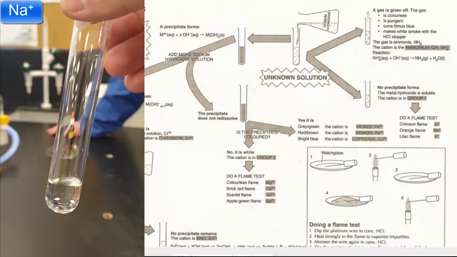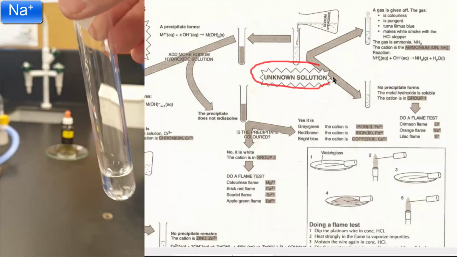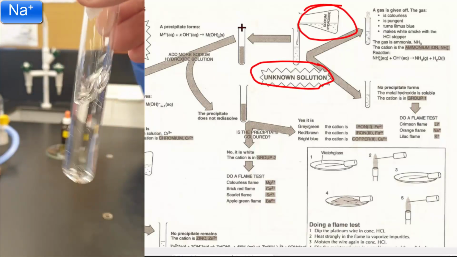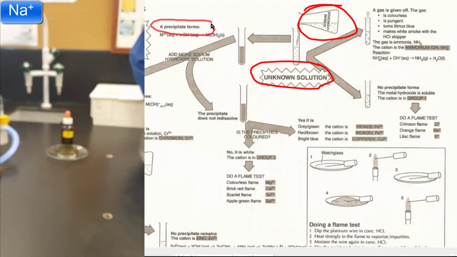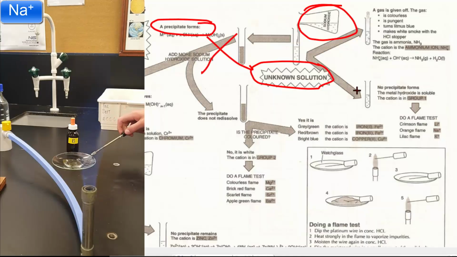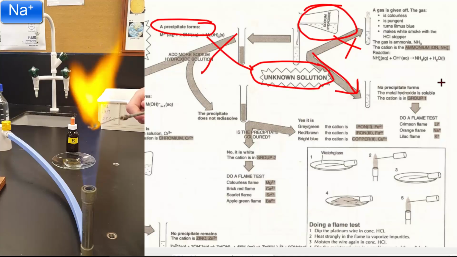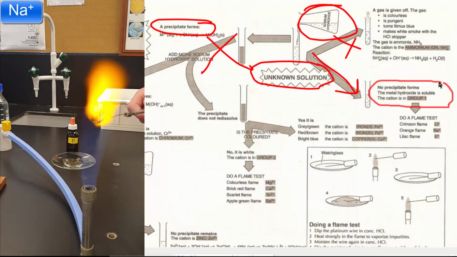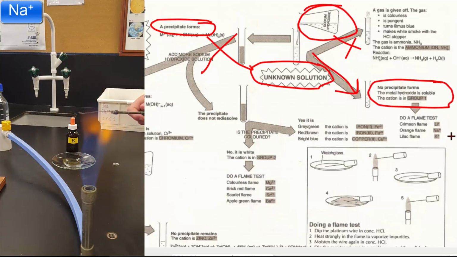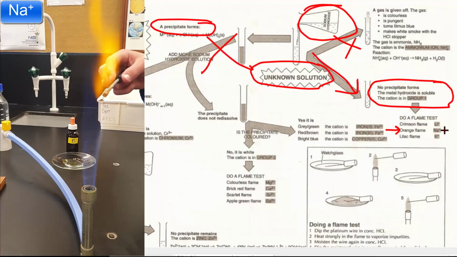And then what we're going to do is we have a little bit of sodium hydroxide. And yet you can see there is no precipitate, so we don't go down that line. There was no gas given off either, so we don't go down that line, so we're going down this line. Quite a little bit dull there. There's just nothing, no precipitate. So we go straight to the flame test, and the flame test is a very nice orange color. And so it must be a sodium ion present.